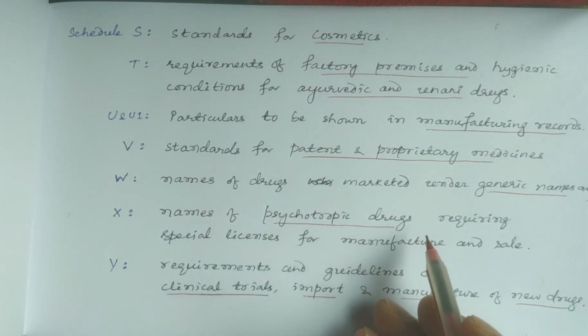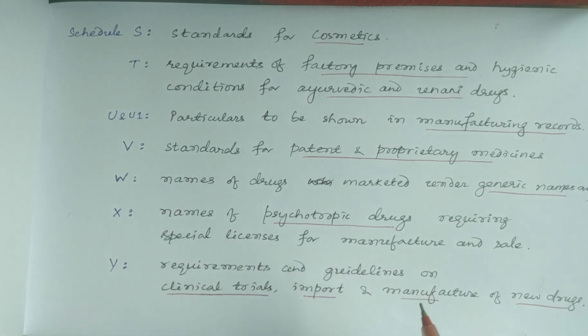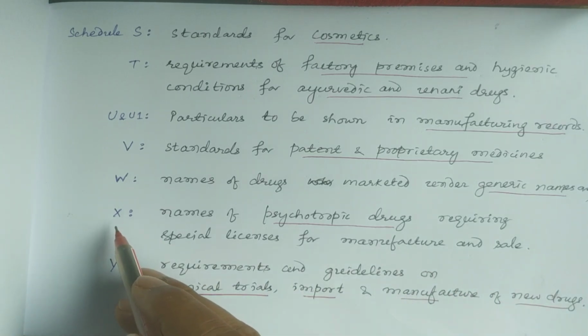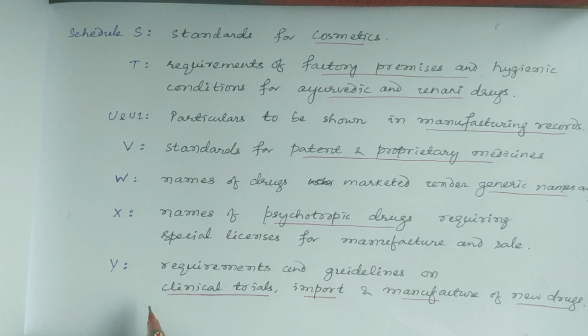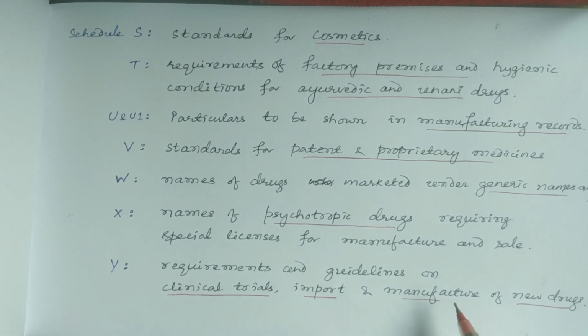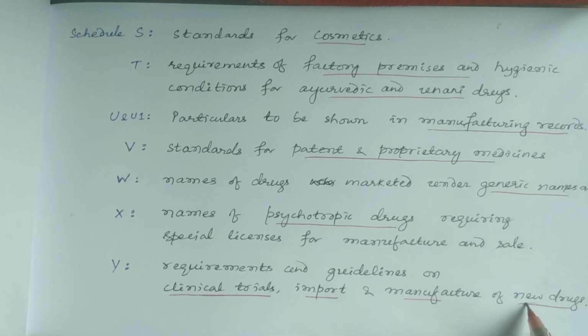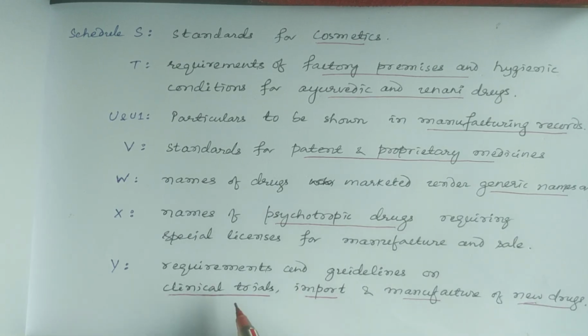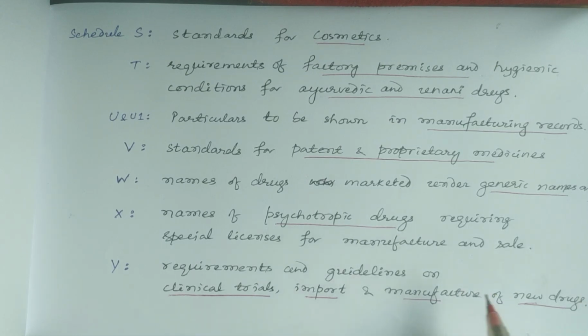Then names of psychotropic drugs requiring special license for manufacturing and sale. So it deals with the list of psychotropic drugs which require special licenses for manufacturing and sale. That is coming under Schedule X. And Schedule Y specifies the requirements and guidelines on clinical trials, import and manufacture of new drugs. So it deals with new drugs. So new drug discovery process, the clinical trials, as well as import and manufacture of all these new drugs, requirements are given and guidelines are given in Schedule Y.